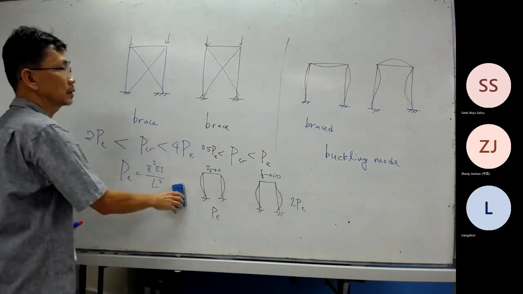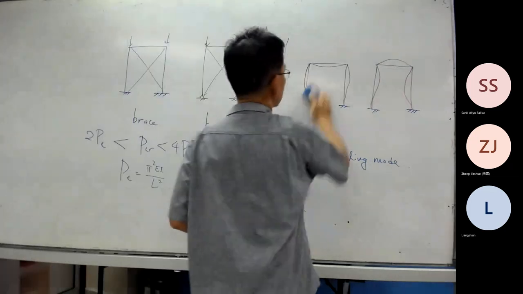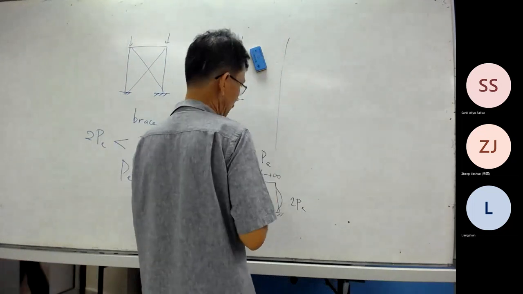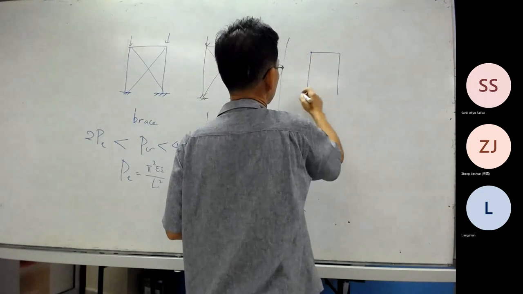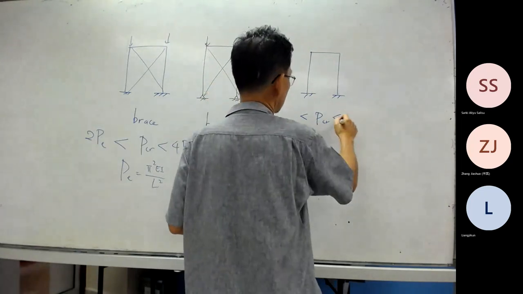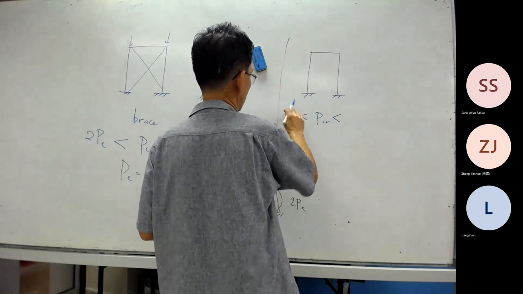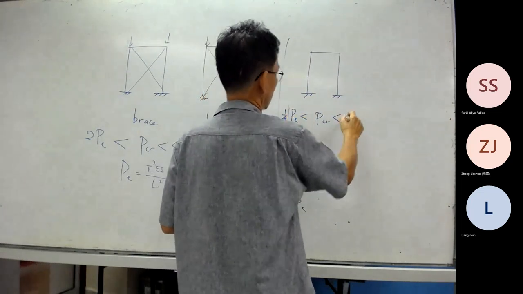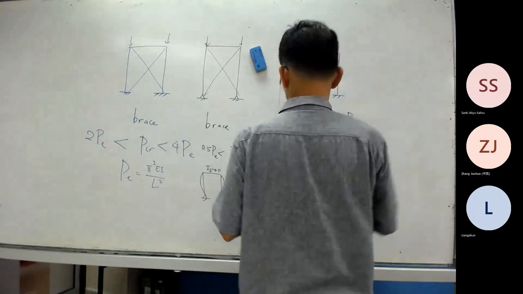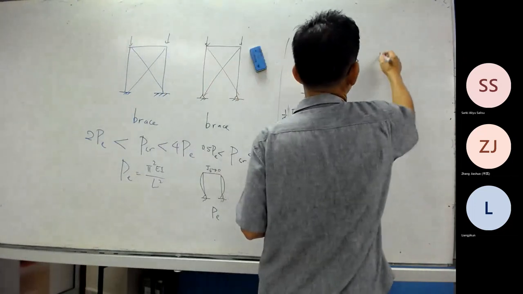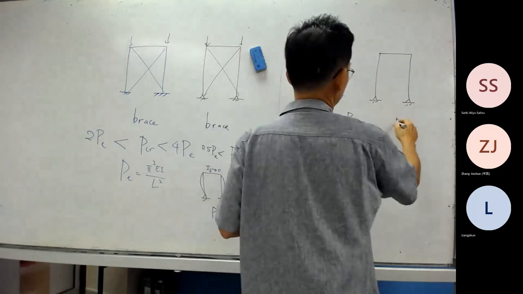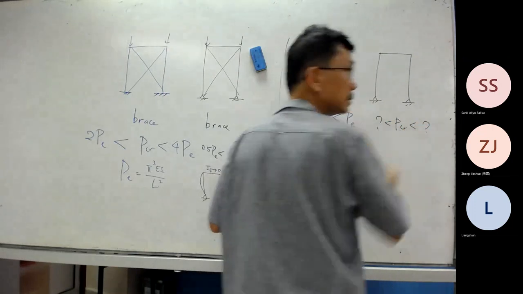Now, the same thing, what about when it is unbraced? For unbraced, this one is greater than, less than this. Less than P Euler. Okay. Now, what about this? Greater than what? Less than what?